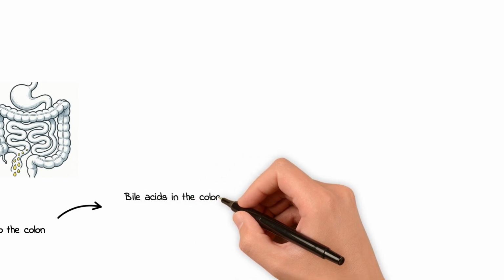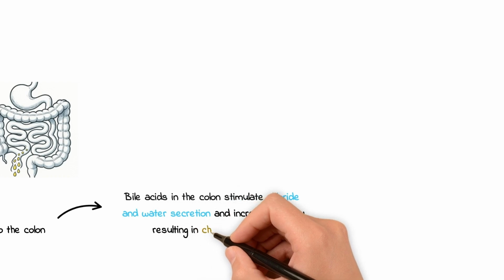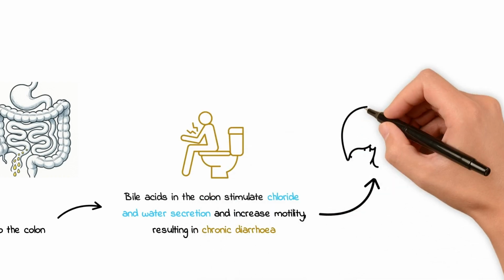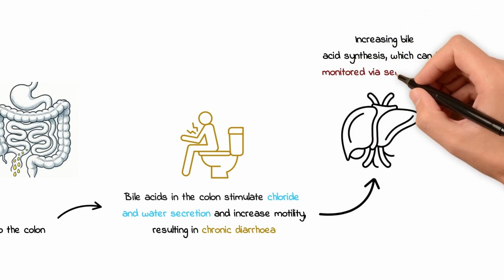Bile acids in the colon stimulate chloride and water secretion and increase motility, resulting in chronic diarrhea. The liver responds by increasing bile acid synthesis, which can be monitored via serum markers.